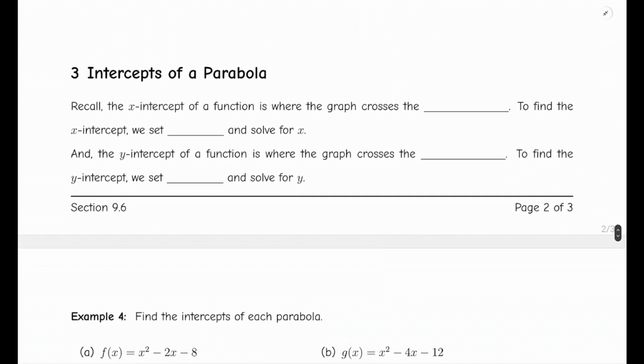Part 3. Intercepts of a parabola. Recall the x-intercept of a function is where the graph crosses the x-axis. To find the x-intercept, we set y equal to 0 and solve for x. And the y-intercept of a function is where the graph crosses the y-axis. To find the y-intercept, we set x equal to 0 and solve for y.